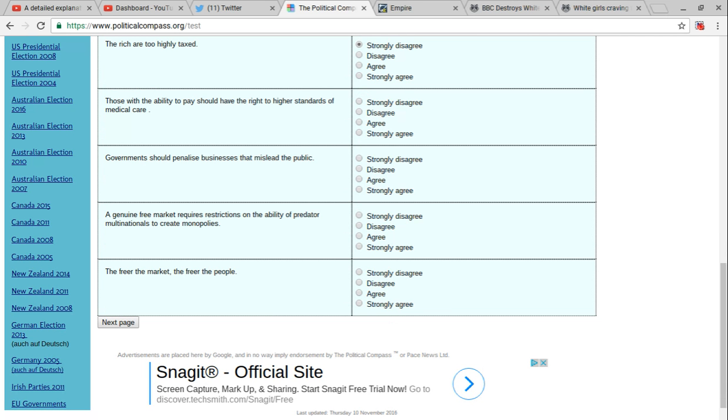Those with the ability to pay should have the right to higher standards of medical care. Depending on what the current standards of medical care are, I would agree. If you have no standard of medical care and a rich person can pay for it, well, yeah, that's their right. It's a shitty right, but that's their right. That's like Mobutu Sese Seko from Zaire. That motherfucker was loaded. He could pay for it. His citizens couldn't, but that was his right, ruling as dictator, to be able to pay for his medical care, even though he died of prostate cancer, I think. I agree, but I also agree we need a basic standard of medical care at least.